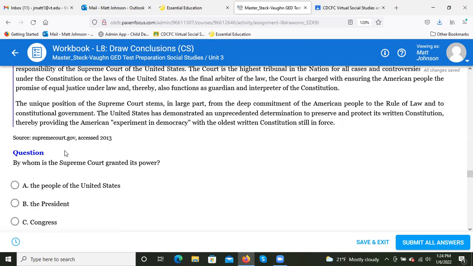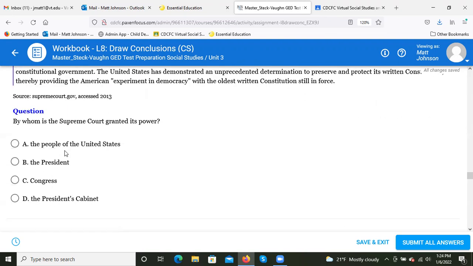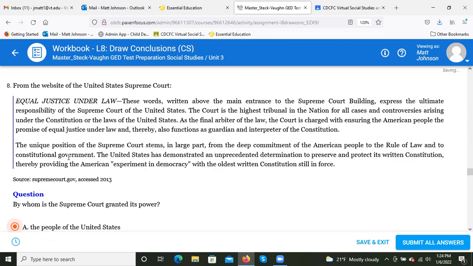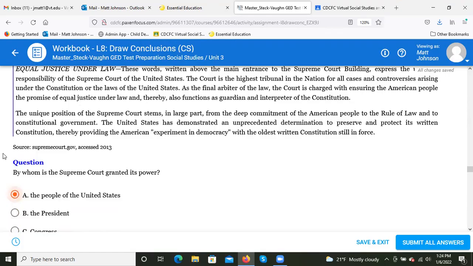All right, go ahead and read the question for us too. By whom is the Supreme Court granted its power? A, the people of the United States. B, the president. C, Congress. D, the president's cabinet. I think it's A. Yep, A, the people of the United States, right? So here we go.